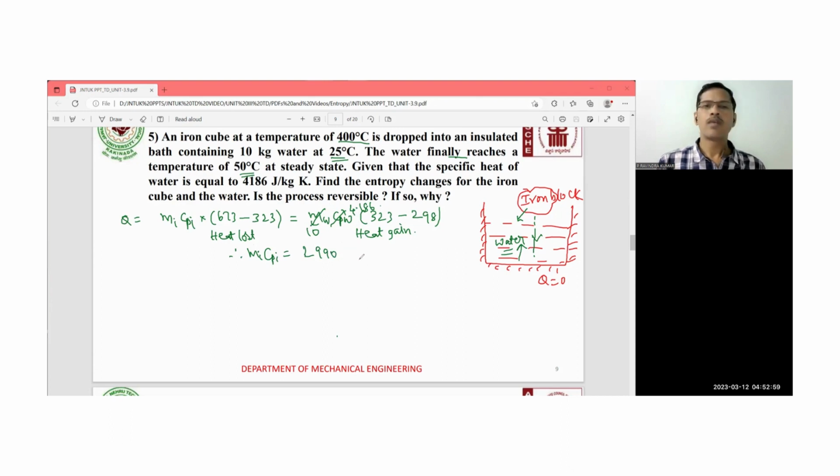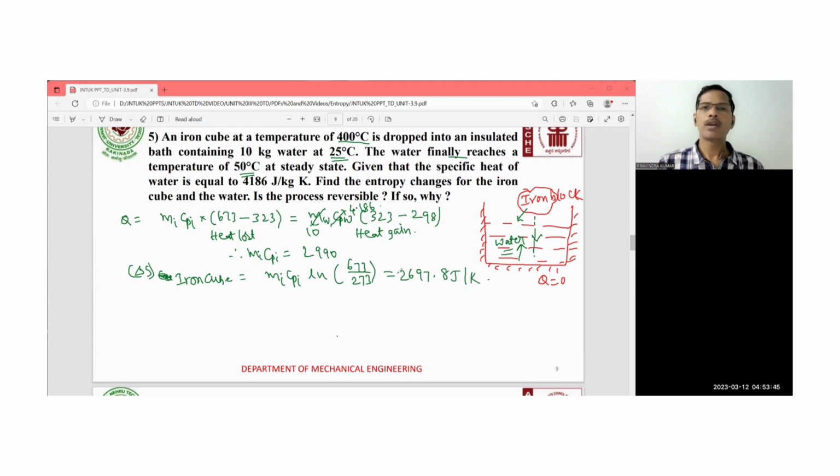Once after obtaining this one, then the entropy change of the iron cube. So that is equal to m_i c_pi ln of the temperatures, now it is 673 divided by 273. You will get the answer here as 2697.8 joule per Kelvin.